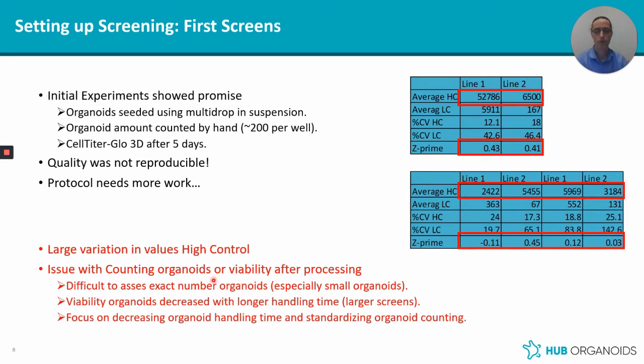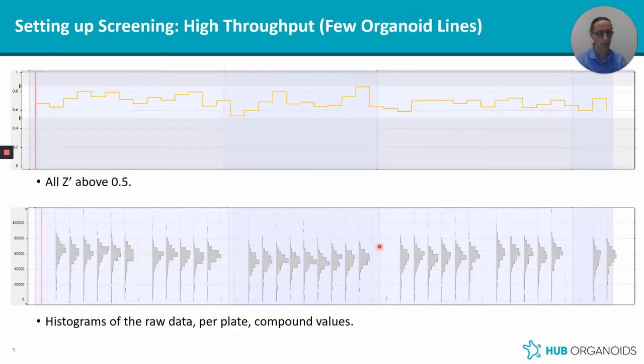This is probably due to the fact that we had some issues in assessing the exact number of organoids that we had, especially small organoids were difficult to count, but also that when we had a longer handling time, the viability of the organoids decreased. So we really focused on decreasing organoid handling time and standardizing the cell counting, or the organoid counting.